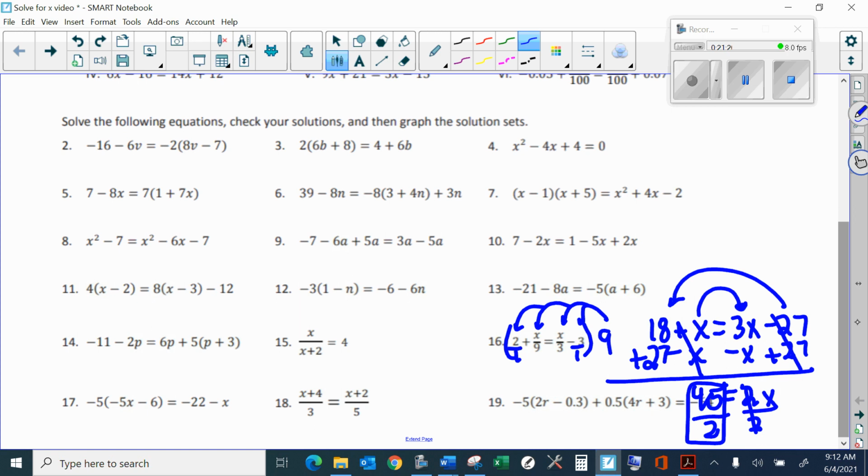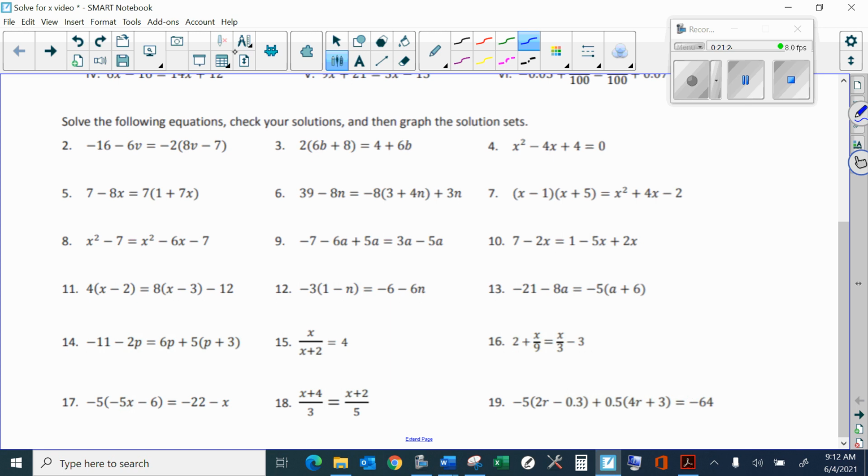Okay. Let's do a couple more and we'll be done. 18. I could do the proportions. Okay, put parentheses on those because they have more than one term. So you always put parentheses. I could cross multiply. But here's what I'm going to do instead.